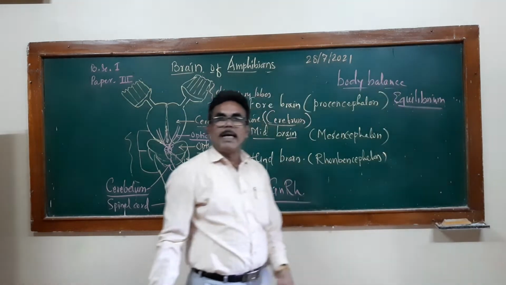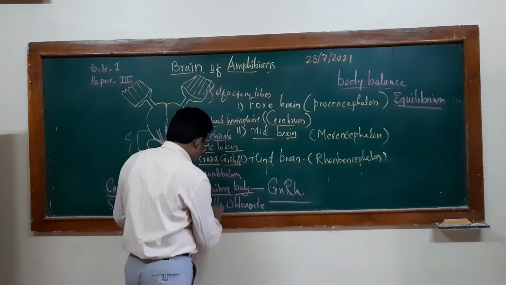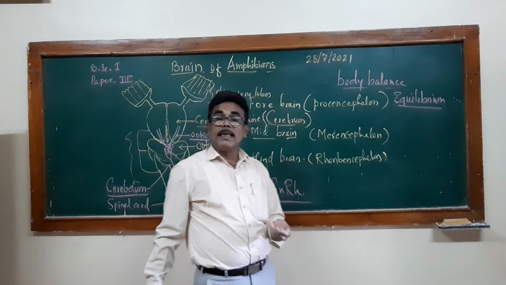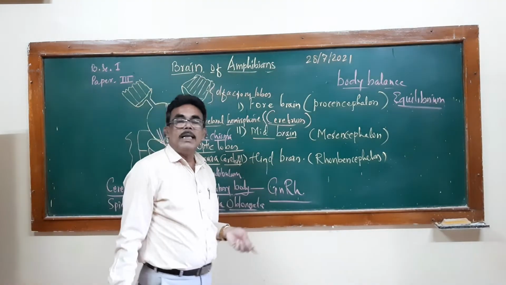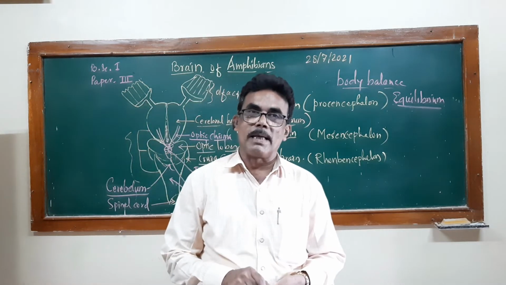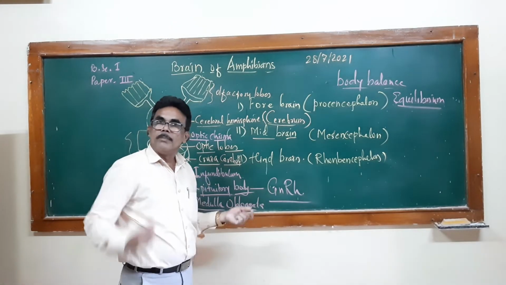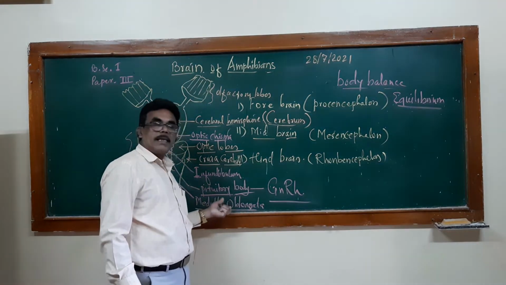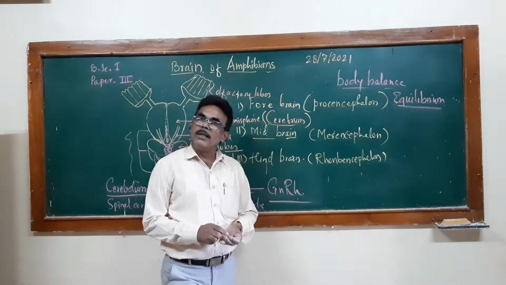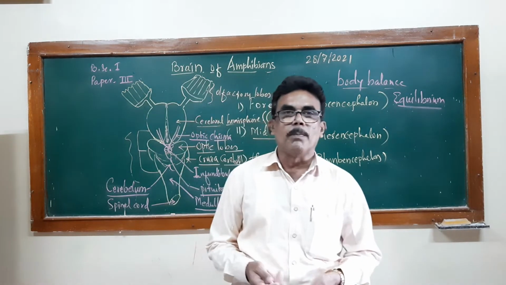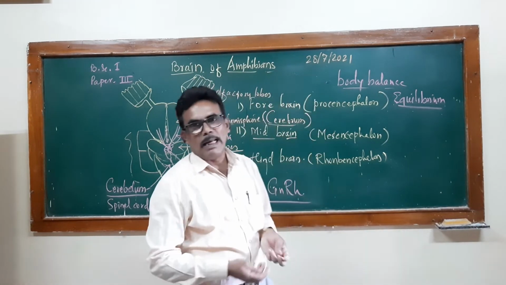So controlling body balance depends on the cerebellum, while the medulla oblongata has a different function. You know that it controls all involuntary activities of the body, all involuntary activities. We cannot control that by our mind. So the medulla oblongata controls involuntary activities of the body, for example, respiration and circulation.